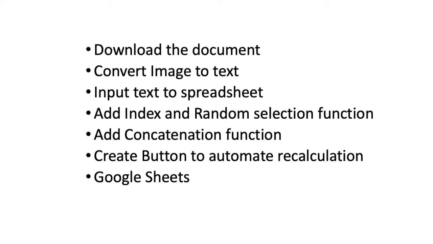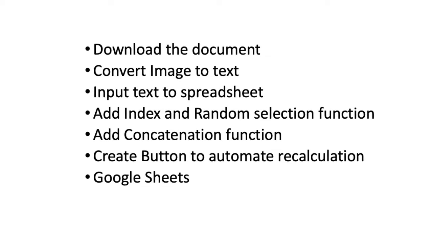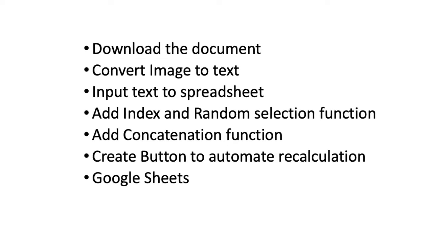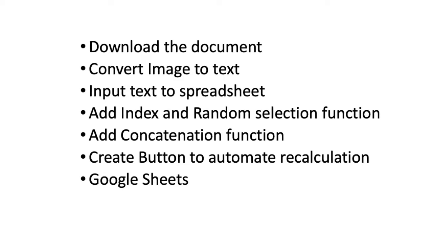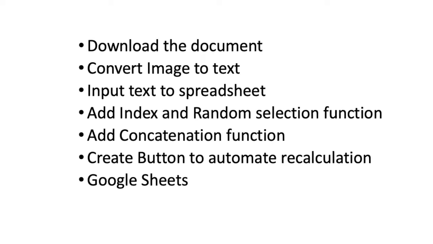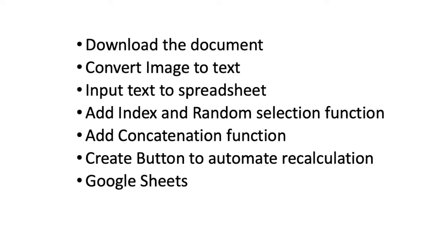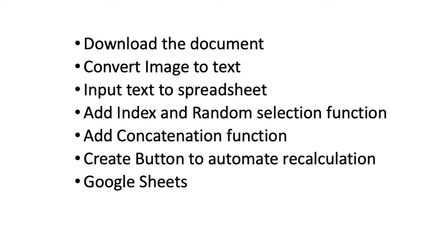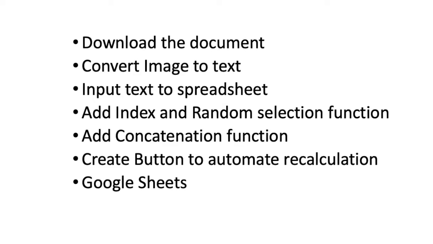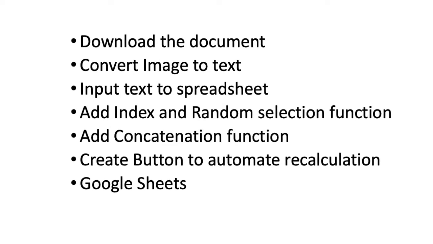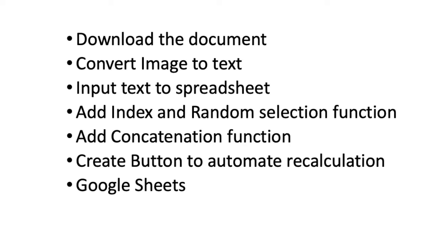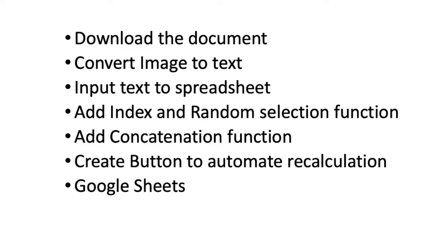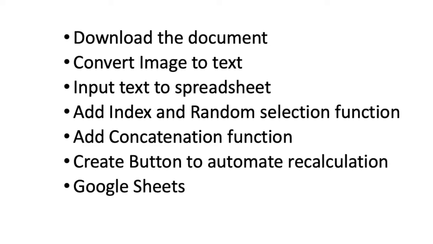So to do this, I'm going to go through how you download the document, and then you convert the image to text, and then you input the text into the spreadsheet and add the index and random selection function, then the concatenation function. And then I go through how to create the button to automate that recalculation. And then finally, as promised, I show you how to do it in Google Sheets as well, because most of the video will be me going through it in Excel. And I know that everyone has Excel, but Google Sheets, everyone can get Google Sheets. They're totally free, and this still works in Google Sheets.